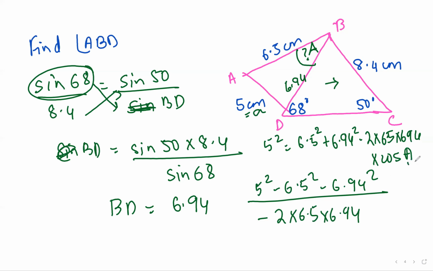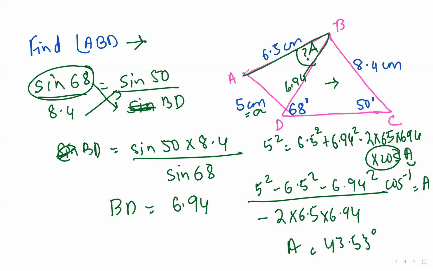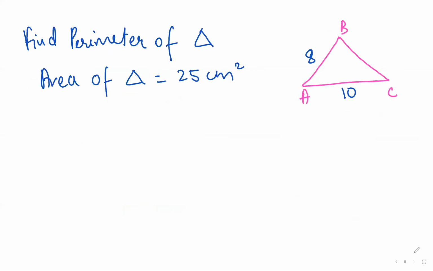I want to find A. So I'll take this cos also on another side. Cos inverse is equal to A. When you will be feeding all of this data on your calculator, you will get your A as 43.53 degree. Got it? So we got our subject, that is angle ABD. This angle ABD is equal to 43.53 degree, right? Let us go to the last type, perimeter of triangle.